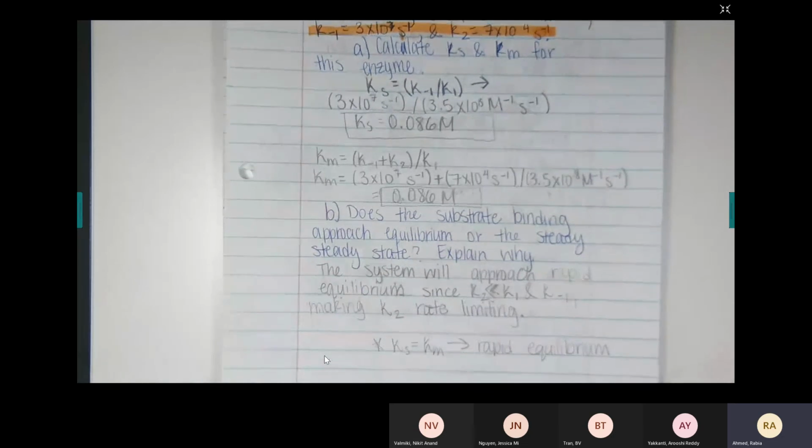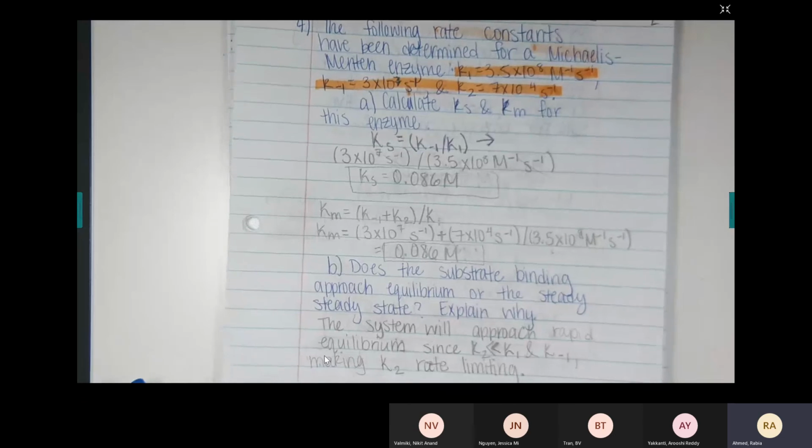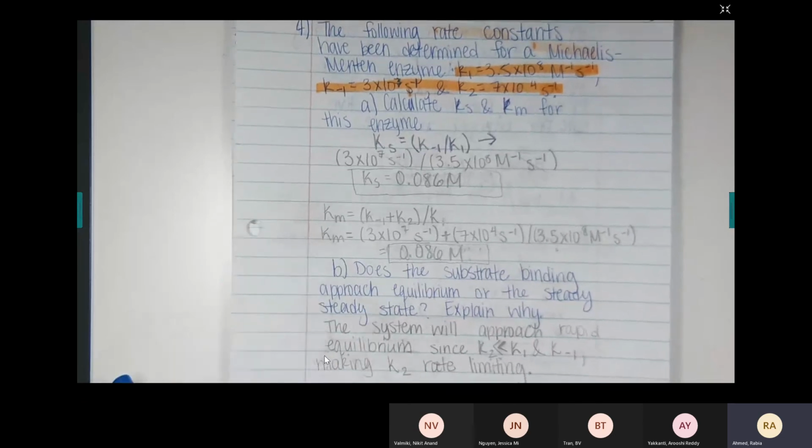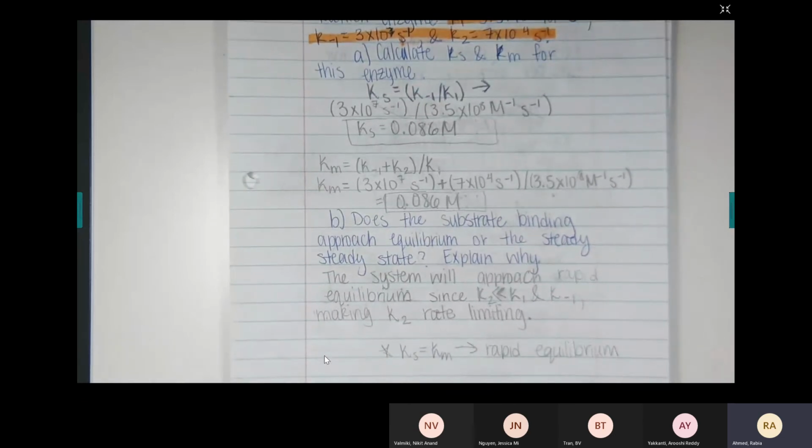One thing to note, I don't believe you have gone over this yet in class, but you probably will. When Ks is equal to Km, like we have above for 4a, that means you're also approaching rapid equilibrium.